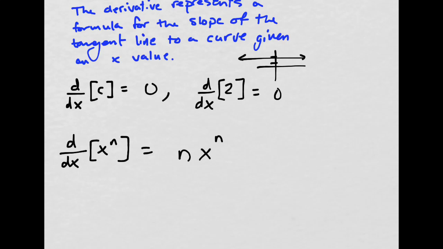Okay, easy. The derivative of some function with an exponent, you just bring the exponent down, n, and then times x to the n minus 1. This is the old power rule. So let's look at a quick example for that.